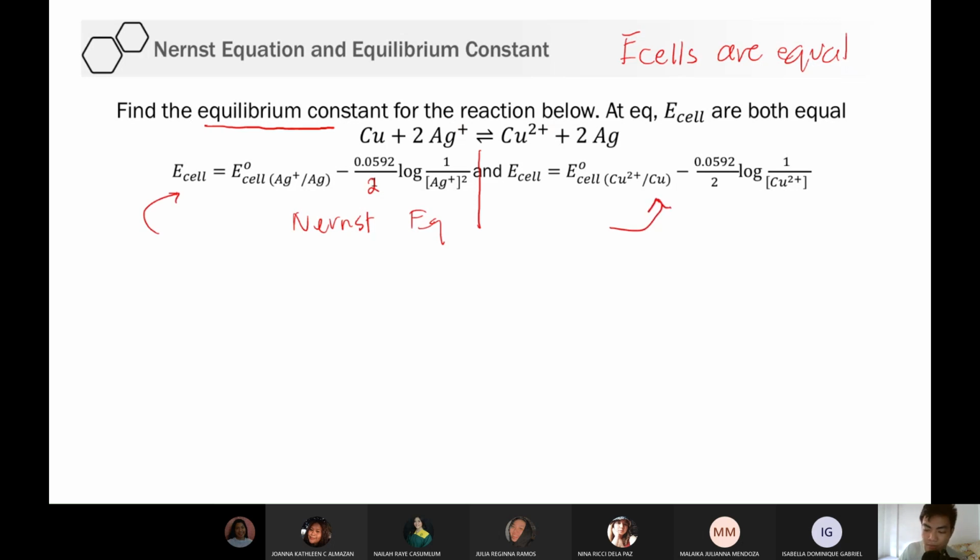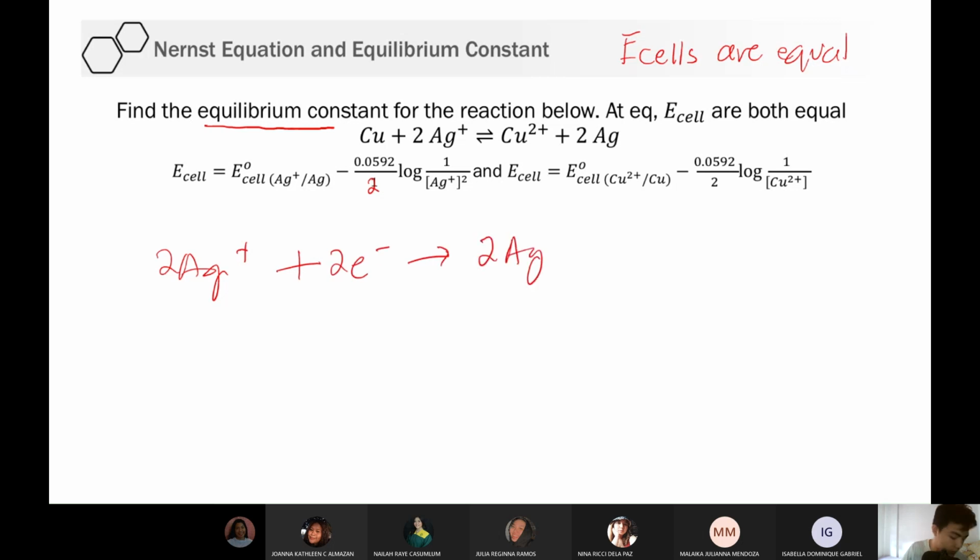Saan nakuha yan? Ganito. So, you write the reaction for this one. So, this will be 2 Ag plus plus 2 electrons. It will be reduced to 2 silver. The reduction for copper is ganito naman. Copper 2 plus 2 electrons producing copper. Okay. So, these are the reduction potentials, reduction reactions.